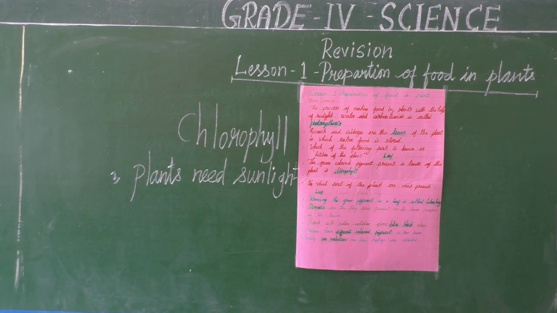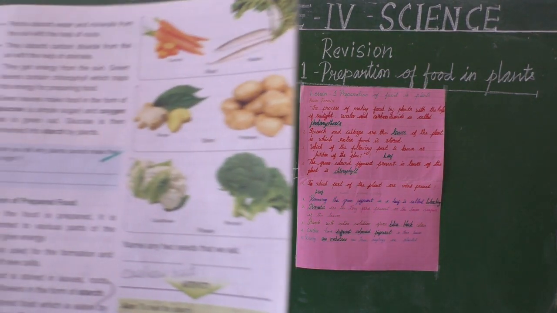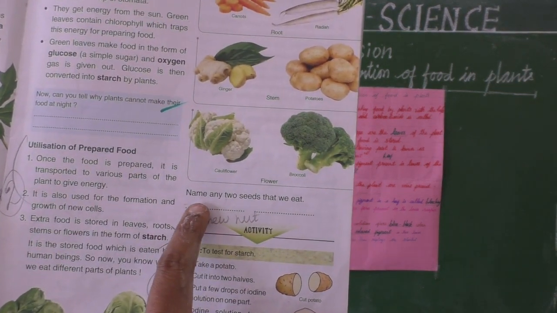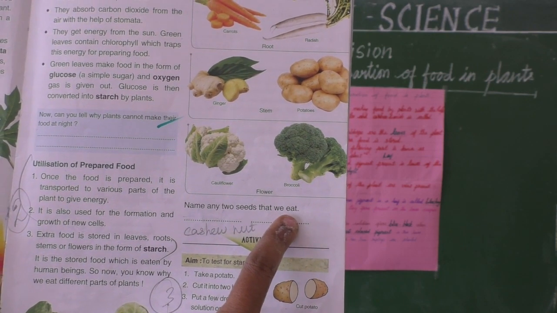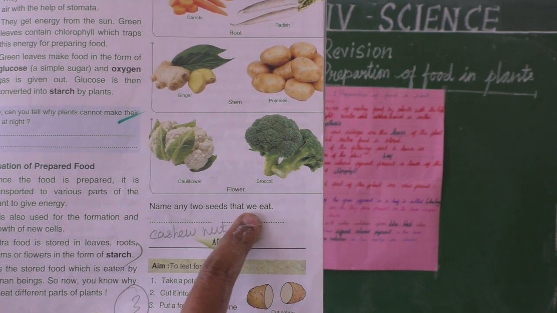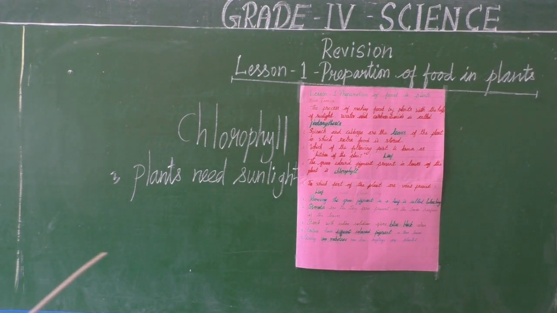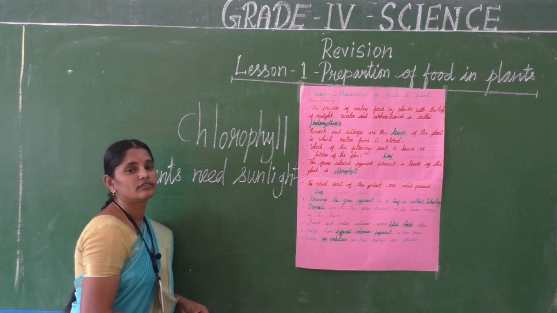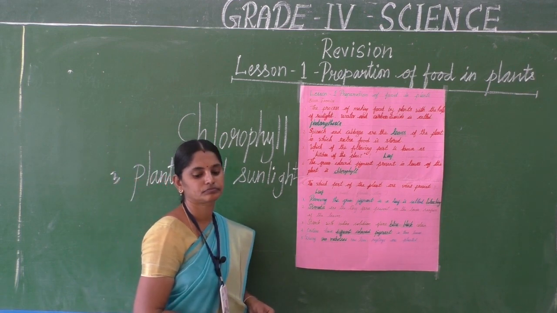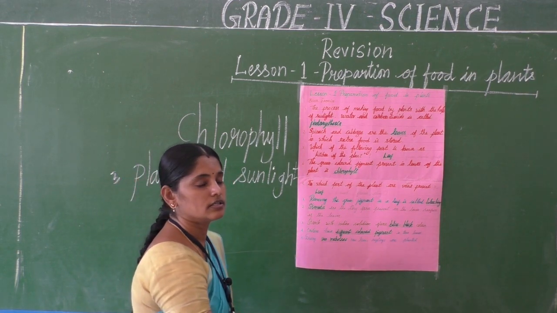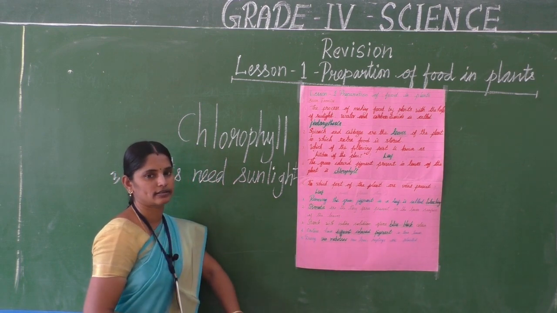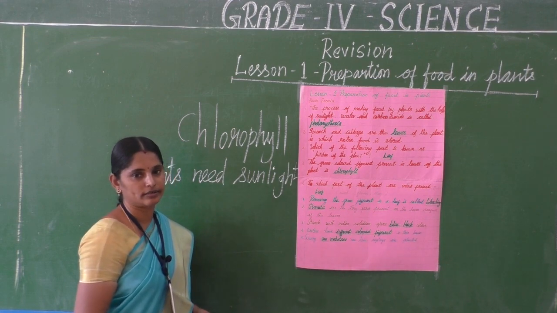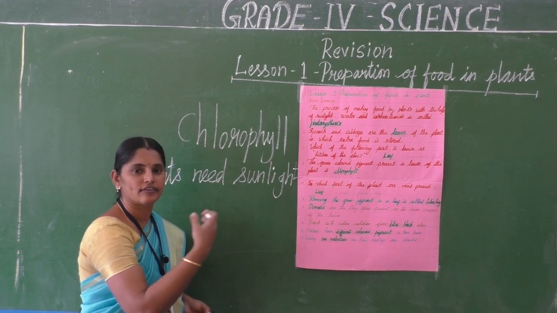Then take your book, the same page 5 itself, they will ask another question. Name any two seeds that we eat. What are the seeds we are used to eating? You imagine different kinds of seeds we are taking. All those are seeds only. The dal, the rice, everything.